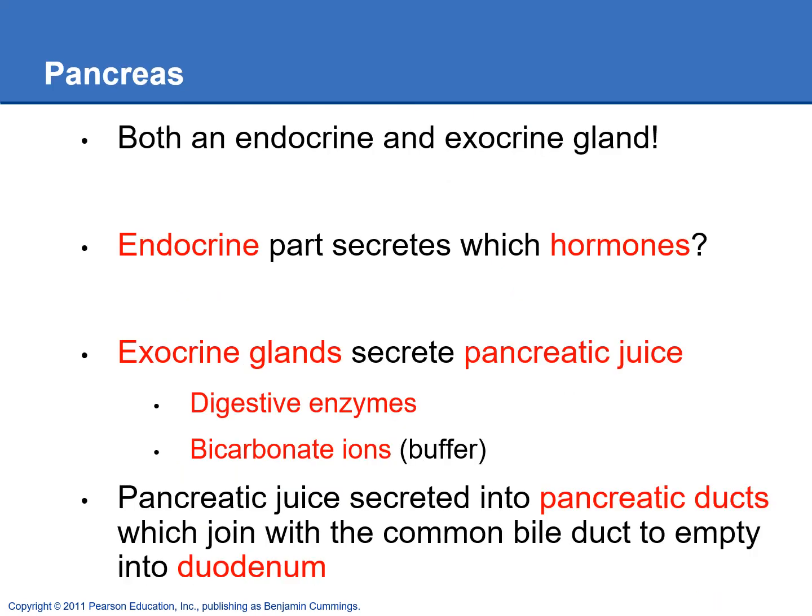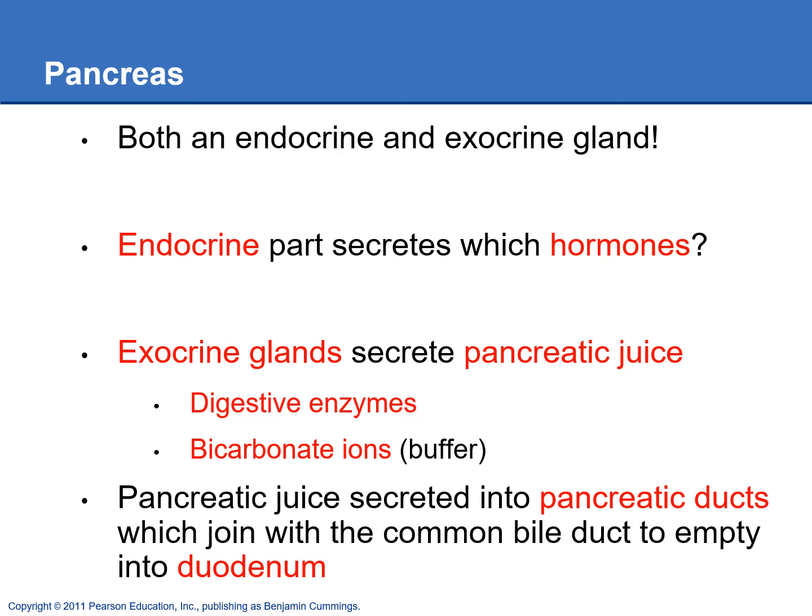The pancreas is both an endocrine and exocrine gland. The endocrine part secretes the hormones insulin and glucagon. Remember, insulin is secreted right after a meal. That'll lower the blood glucose, and glucagon is going to be secreted when you haven't eaten for a while, and that will raise the blood glucose.